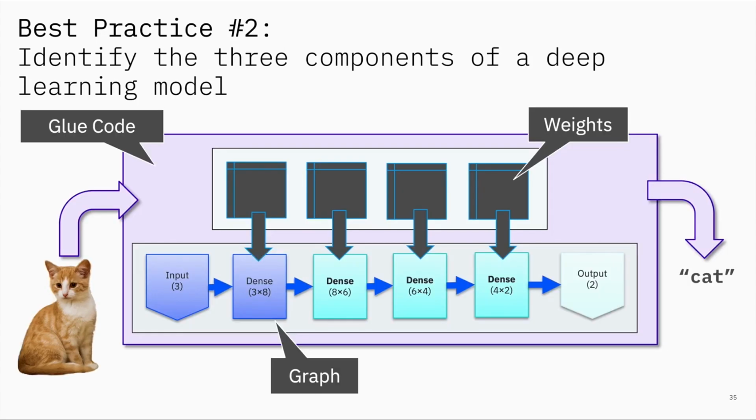Best practice number 2. Identify the 3 components of a deep learning model. As we noted in the first section of this talk, a deep learning model, when deployed in an application, has 3 parts. There's the graph, the underlying formula that this program is trying to calculate. There's the weights that parameterize the constants in that formula, and there's all the glue code that holds it together.